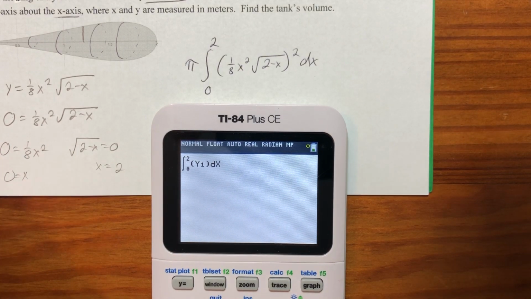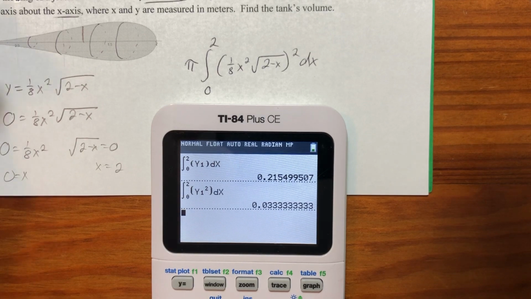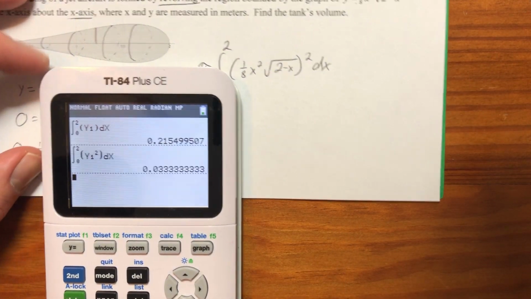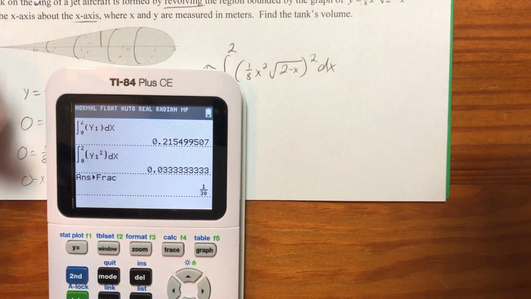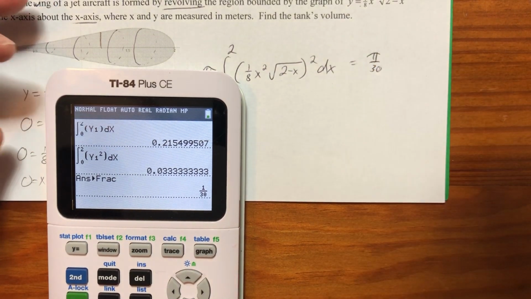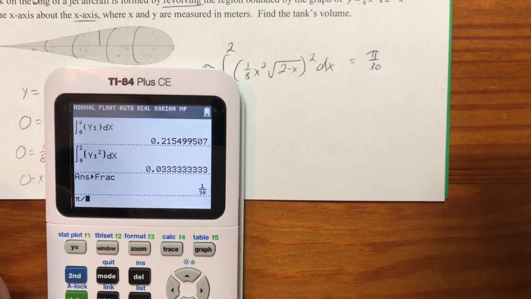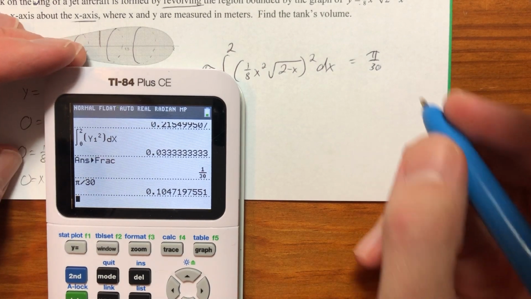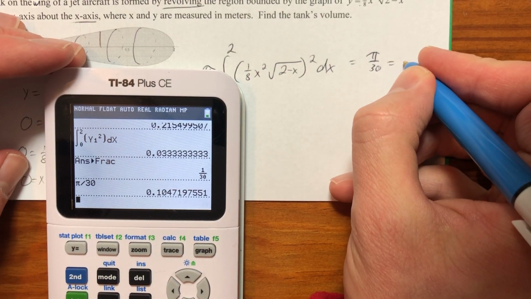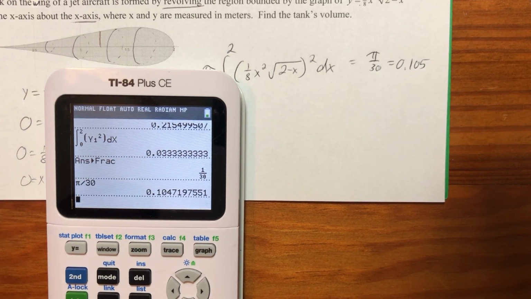Whoa, I messed up. Man, I messed up. I messed up because I forgot to square it. Thanks for reminding me. Cool, this one works out pretty neatly. 1/30th. So this is actually pi over 30. And if you wanted to, you could say pi over 30, and you get something close to 1/10, so 0.105-ish.